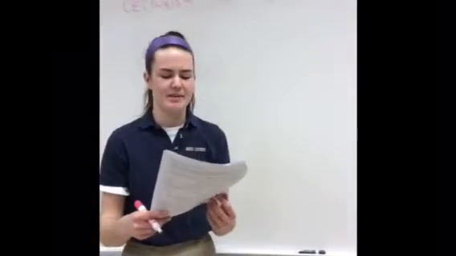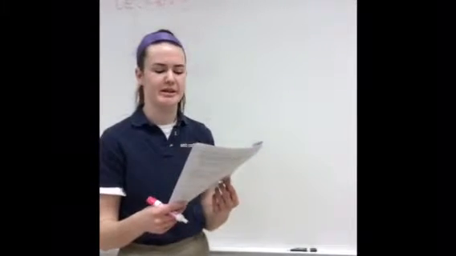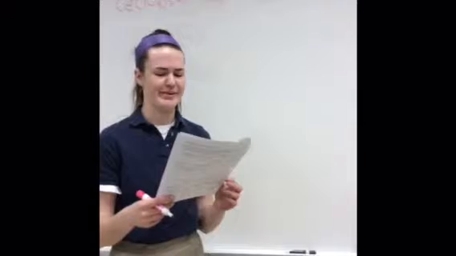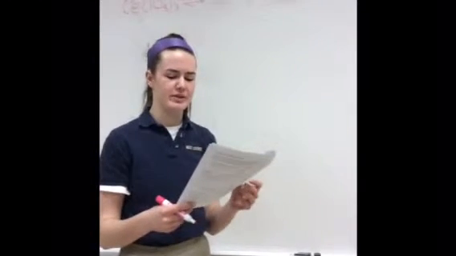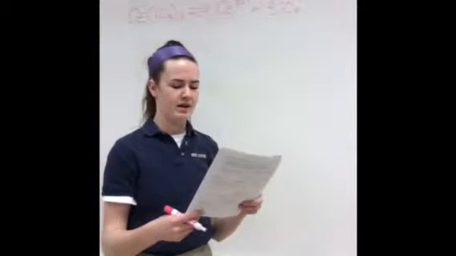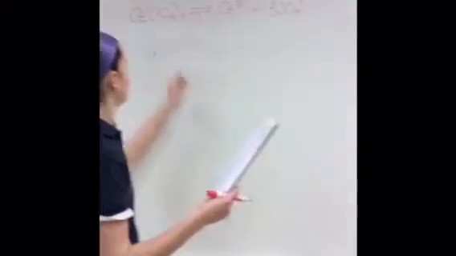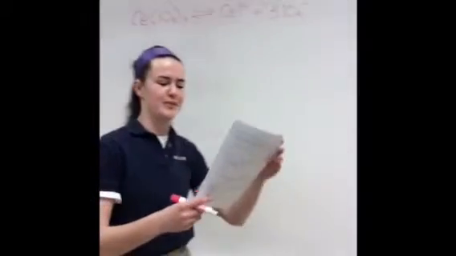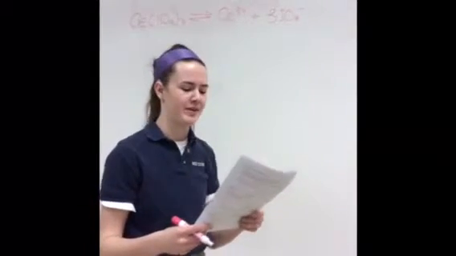A solution is prepared by adding 750 milliliters of 4.0 times 10 to the negative 3 molarity of CeNO3 to 300 milliliters of 2 times 10 to the negative 2 molarity of KIO3. Will the CeIO3, which is this, with a KSP of 1.9 times 10 to the negative 10, precipitate from the solution?